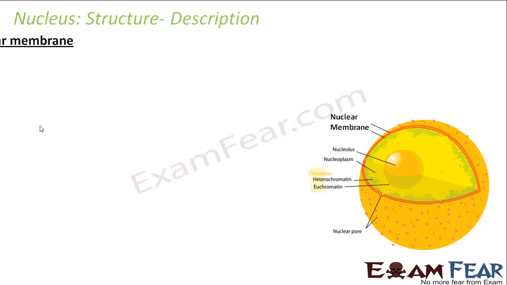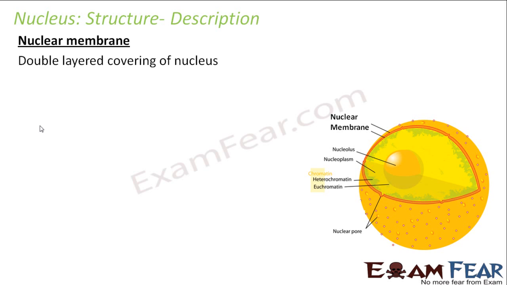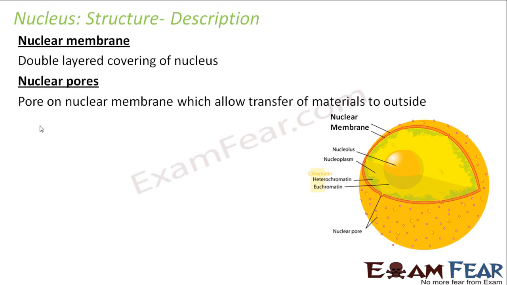So let us go ahead and describe each of them. When I say nuclear membrane, what is it? It is a double layered covering of the nucleus. Again, what is its purpose? To ensure protection of the nucleus. Absolutely. Then we have nuclear pores. Now, why do we have small pores on the nuclear membrane? What is the purpose of having pores on the nuclear membrane?